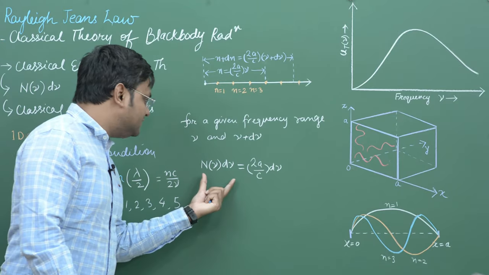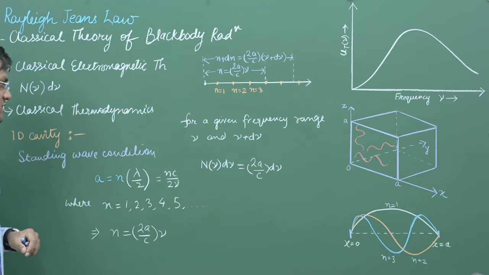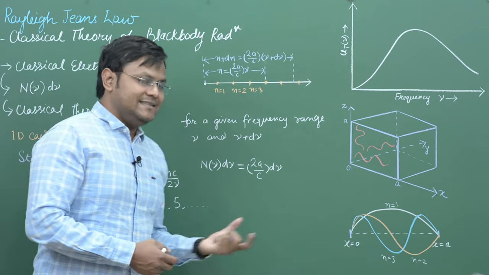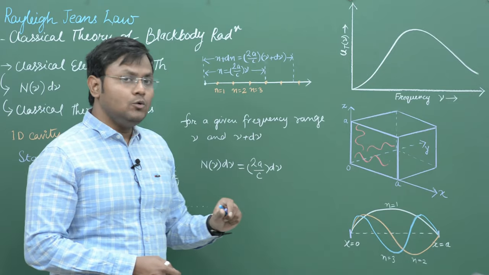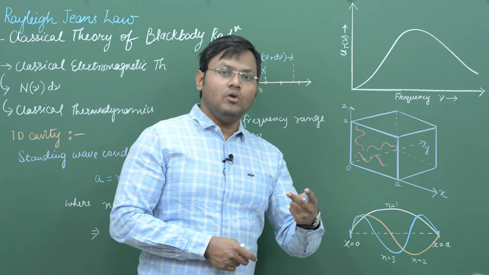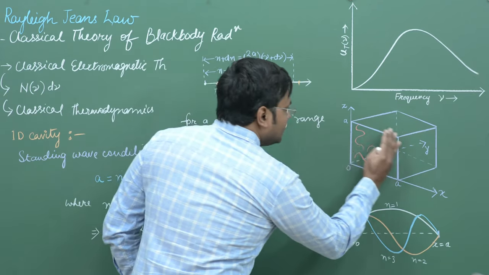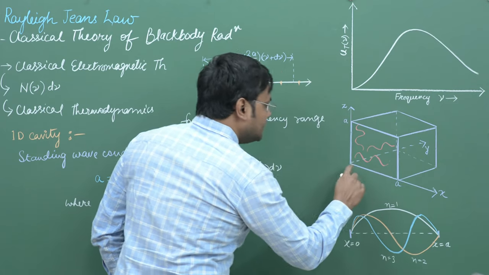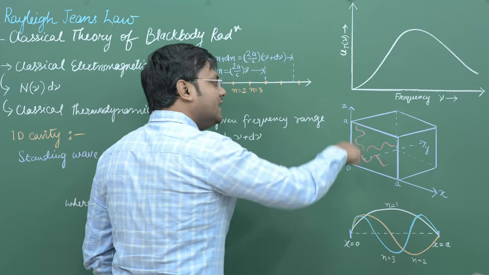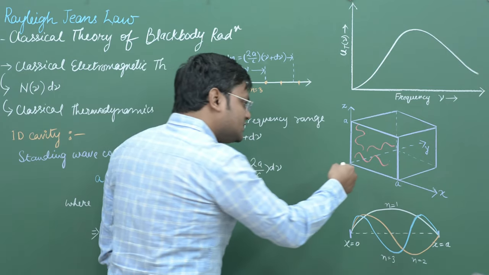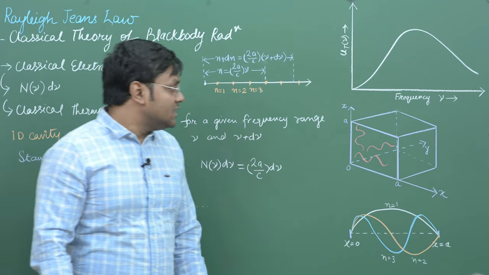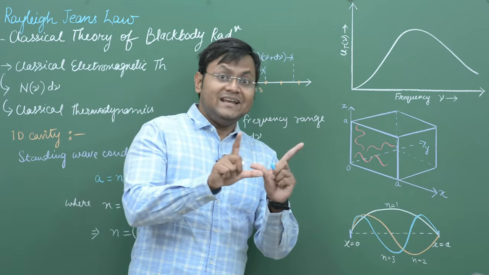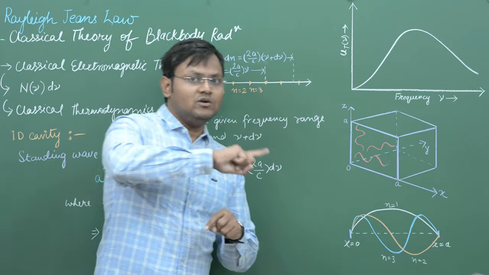So if I have this many integers, which are possible standing wave patterns, what is the actual number of waves? The actual number of waves will be twice this. Why? Because every single wave in the cavity is associated with two polarizations. Let's suppose along the x-axis, between two walls, you have an oscillation where the electric field is along the z-axis, and another oscillation where the electric field is along the y-axis. So there are two directions perpendicular to the x-axis, z and y, and the electric field can be along either.